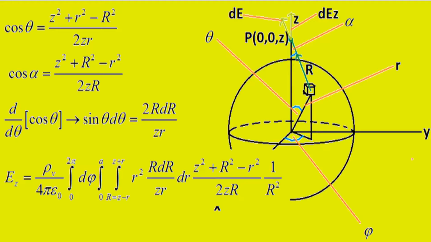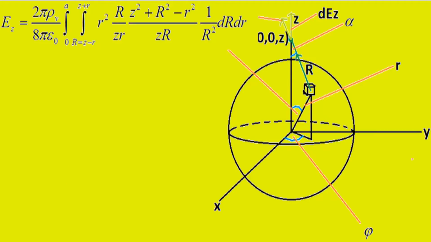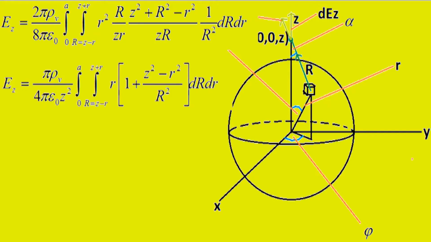Well, it looks like a real mess. So let's do this one step at a time. The integrand has no phi dependence, so we can evaluate the integral with respect to phi and simply get 2 pi. We now cancel out the 2's and do a little bit of algebra to simplify things up. Notice that I did not cancel out the pi's. You'll see later why I've done this.